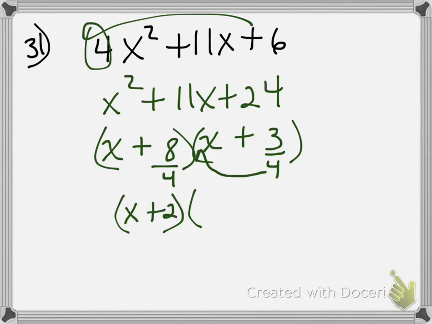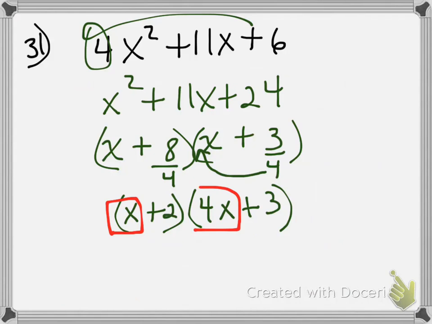The 4 and the 3 do not simplify, so I squeeze the 4 over, which makes this be 4x plus 3. And I can always double check myself by seeing if the first numbers multiply to give me the first number at the top. Does x times 4x give me 4x squared? Yes, it does. So x plus 2 times 4x plus 3 is my solution.